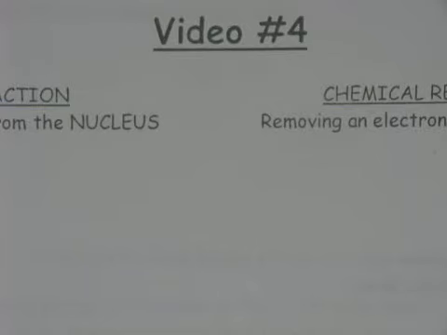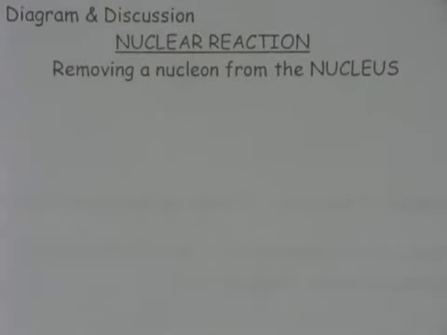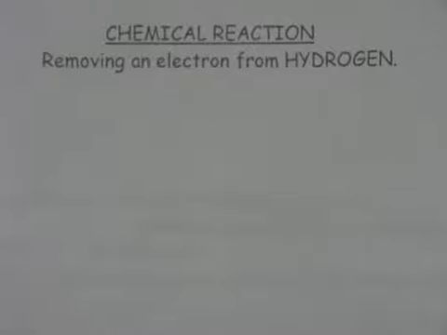Alright, this is the last video, video number 4 of this particular lesson. And in this video we're going to take a look at the difference between nuclear reactions and chemical reactions. And to do that, we're just going to start right here, right in your notes, and try to outline that a little bit. So let's take a look at, actually we're going to start with chemical reactions. I changed my mind. Alright, chemical reactions.